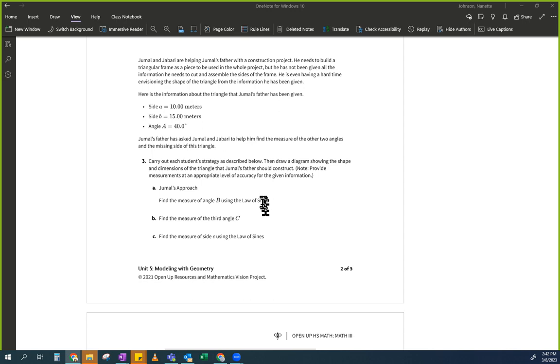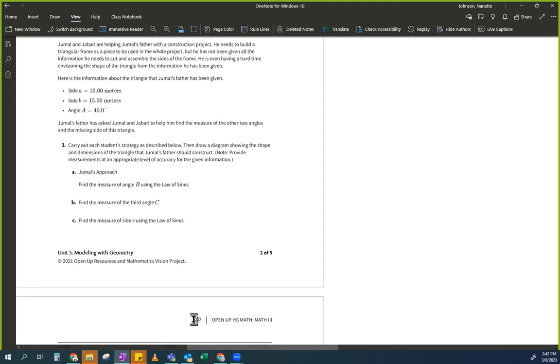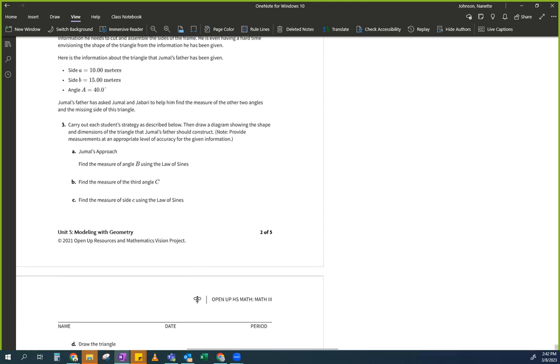So Jamal's approach is going to be using the law of sines. Jabari's approach is going to be using the law of cosines. And based on that, you'll see something happens that is pretty neat. So with that being said, let me grab this one little quick page that I need help with.